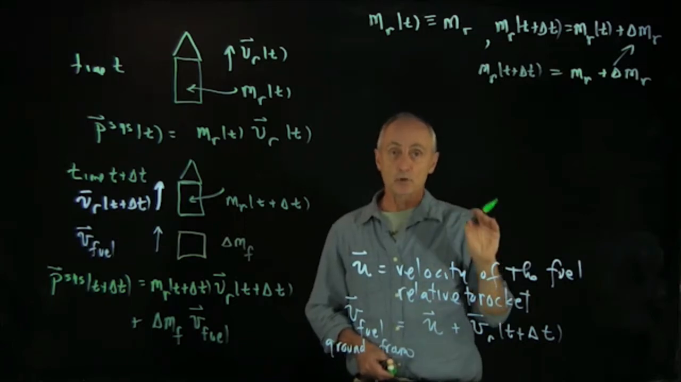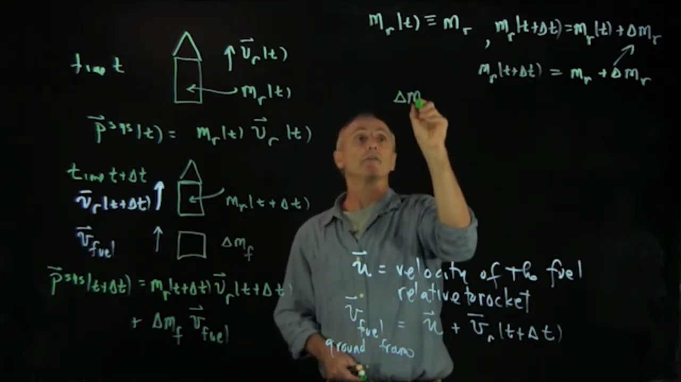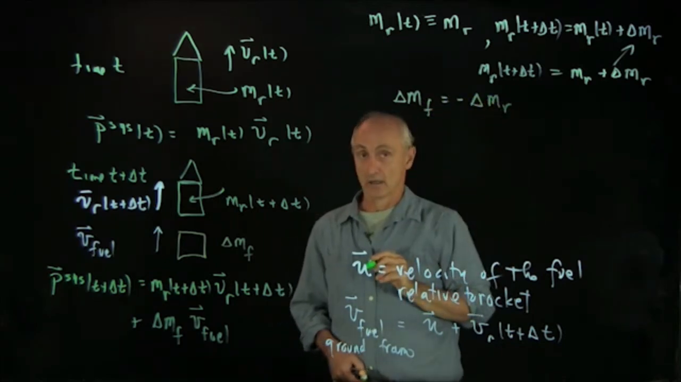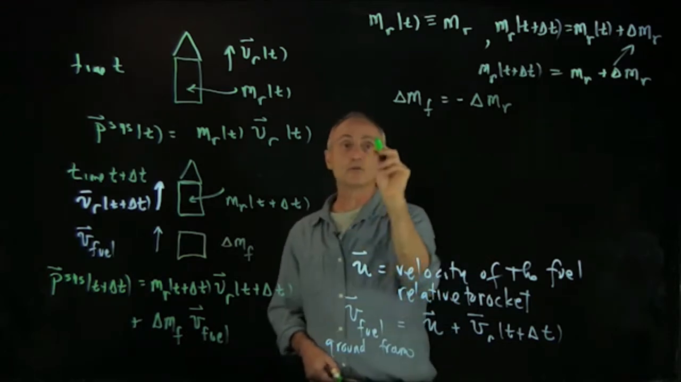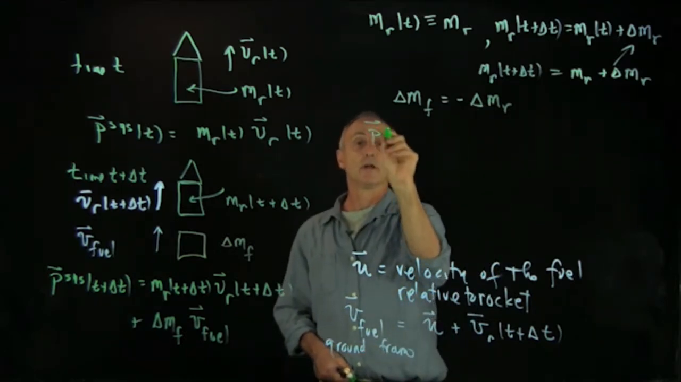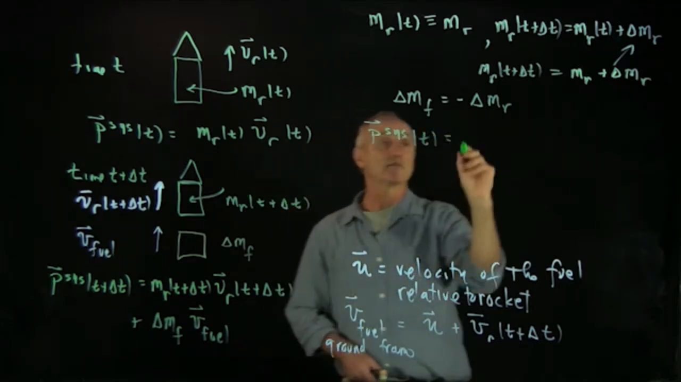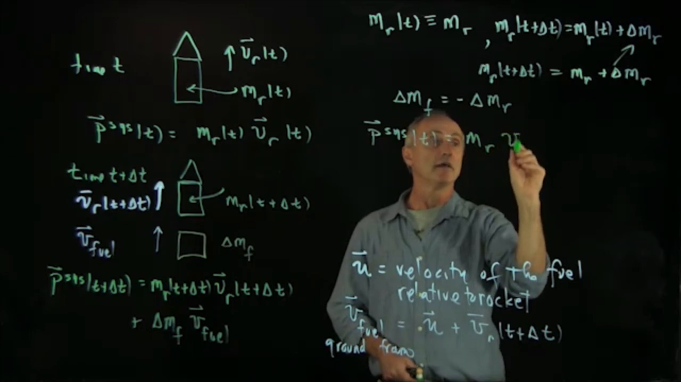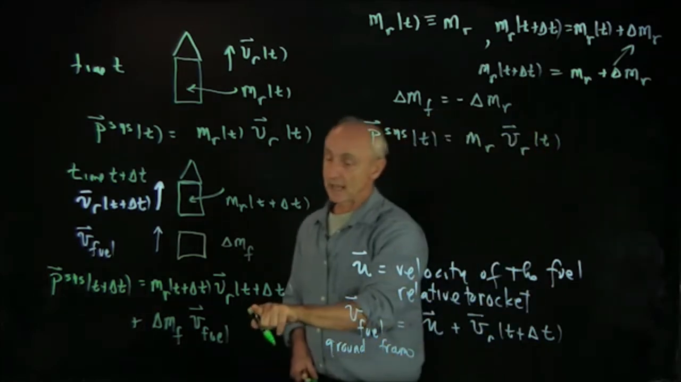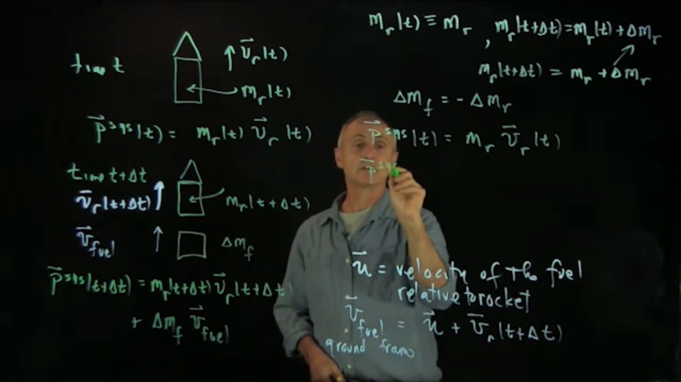Now, the next thing, recall from our mass conservation that we had the condition that Δm_fuel was equal to minus Δm_rocket. So now we'll take those two simplifications, and now we'll write down our system momentum at time t. That's very simple: m_r v_r at time t. And we'll now write the momentum at time t + Δt.